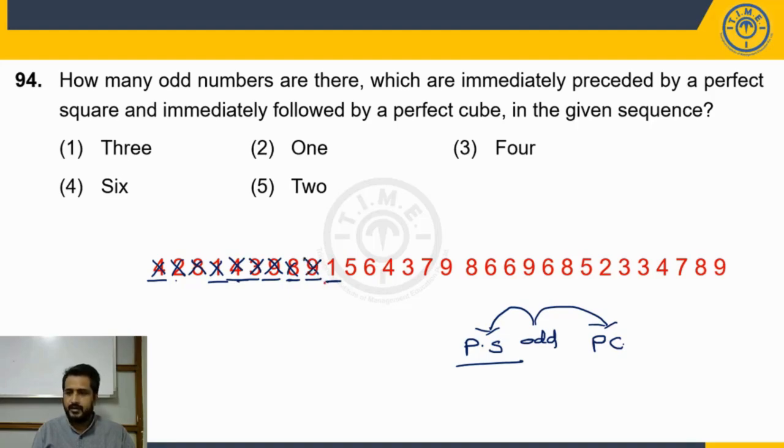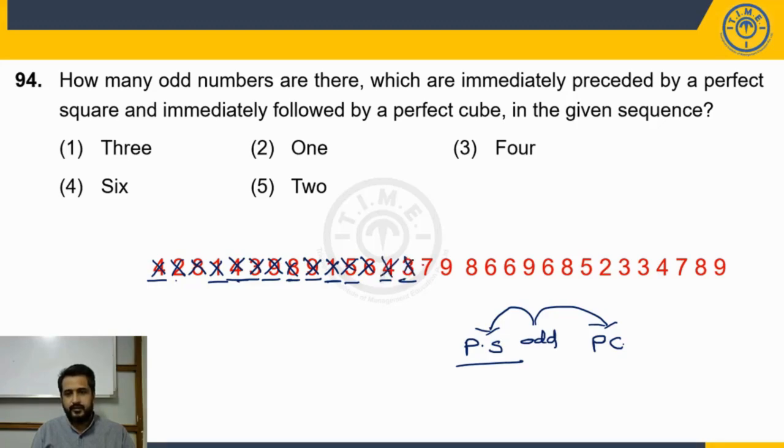Perfect square? Yes. Followed by an odd number? Yes. Followed by a perfect cube? No. Perfect square? No. Perfect square? No. Perfect square? Yes. It is a square. Followed by an odd number? Yes. Followed by a cube? No. So not the 4.